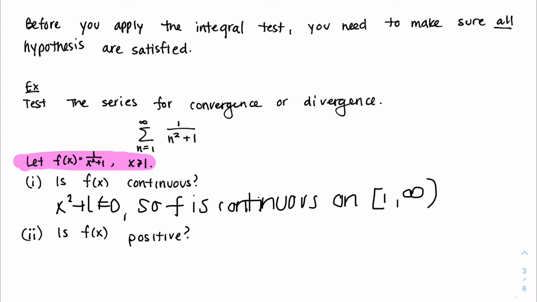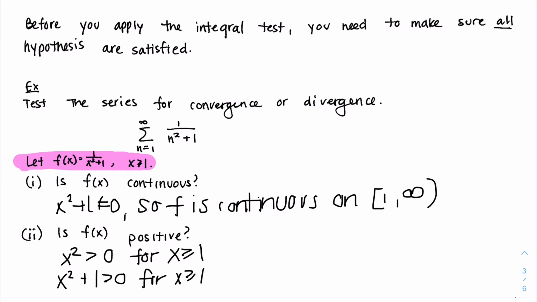Second hypothesis, is it positive? Well, x squared is definitely greater than 0 for x greater than or equal to 1, which means x squared plus 1 is greater than 0 for x greater than or equal to 1. So if you flip it, the bottom's positive, so 1 over the bottom also has to be greater than 0 for all x greater than or equal to 1. So yes, this is positive.